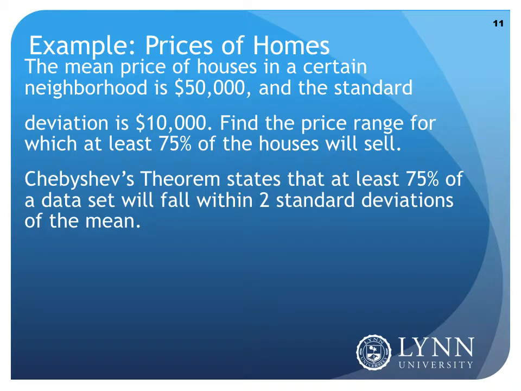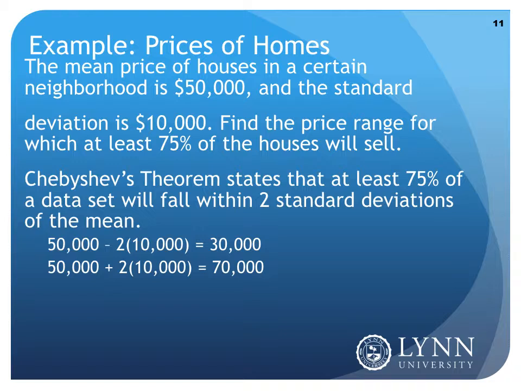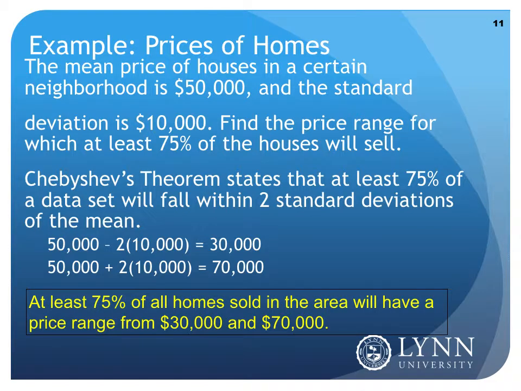Since 75% of a data set will fall within two standard deviations of the mean, the calculation tells you how much that is. On the low end, it would be $30,000, $50,000 minus two standard deviations, and on the high end $50,000 plus two standard deviations. So 75% of all of the home prices, according to Chebyshev, would fall between $30,000 and $70,000. That's basically what the conclusion would be if you use this theory.